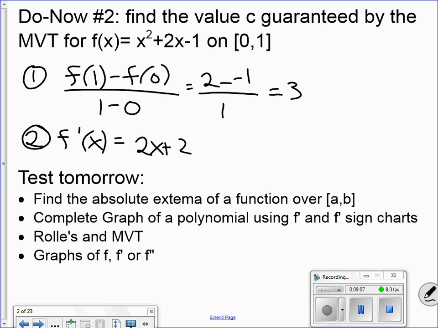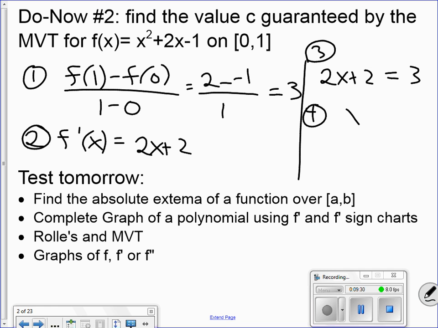And then we set them equal to each other, because you're trying to find out where the slope of the tangent, 2x plus 2, is equal to the slope of the secant, 3. So we set 2x plus 2 equal to 3. Now it's like our step 3, right? Now let's solve it. If we subtract 2 and divide, what do you get? Right, so you get x equals a half.